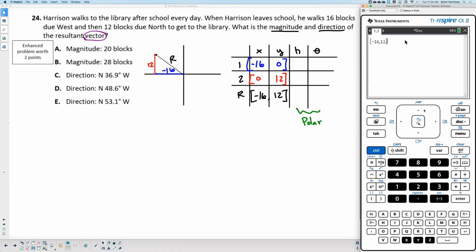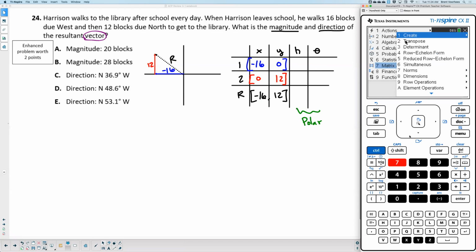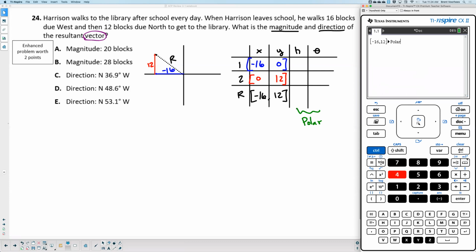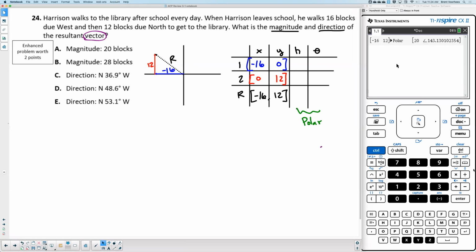So I type in the vector. How do you get to convert to polar? Menu. Which one says vectors? 7. Okay, and I'm looking for vectors again. I don't see it until you go over here. It is letter C. And then 4, convert to polar. When you press enter, if you're in degrees, it should give you the angle from standard position. Polar works like a circle, standard position. Are you getting the same number as me? I'm getting a magnitude of 20 and an angle of 143.1 degrees.